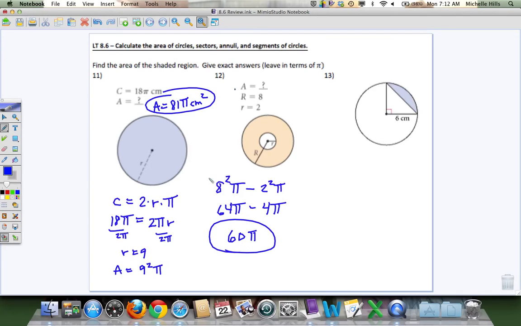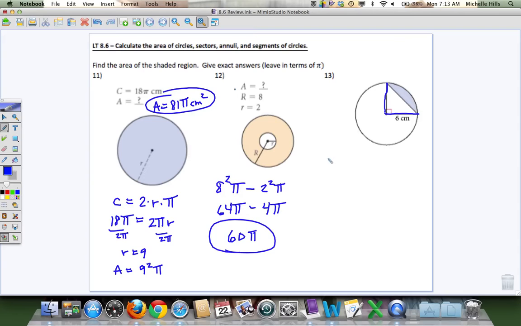Giving exact answers means leaving the pi in there and not punching 3.14 or even using the pi button on your calculator. Now, in this case, this is the segment of a circle. Notice how it's really this sector of the circle and then subtracting out the triangle.